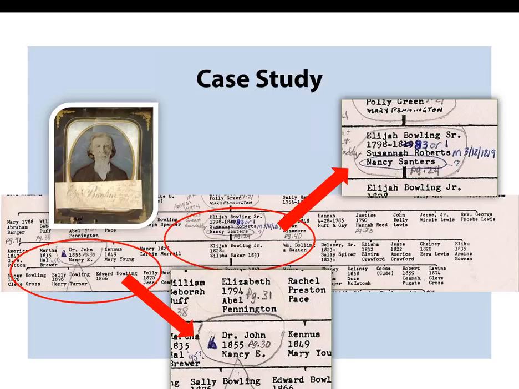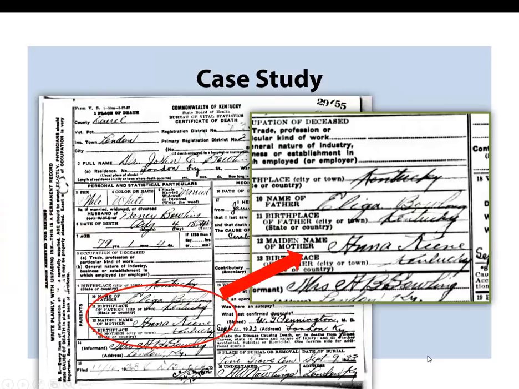Additional research was needed in order to verify the correct mother of John Bowling. Susanna Roberts Bowling died in 1846, so it was impossible for John C. Bowling to have been descended from Susanna Roberts Bowling. Could he have been the son of someone else? We found the death record for John C. Bowling.